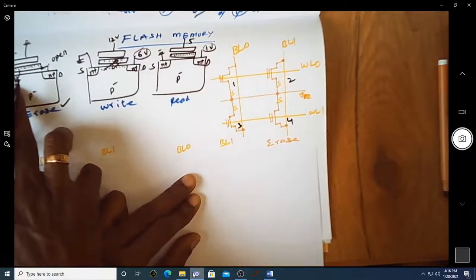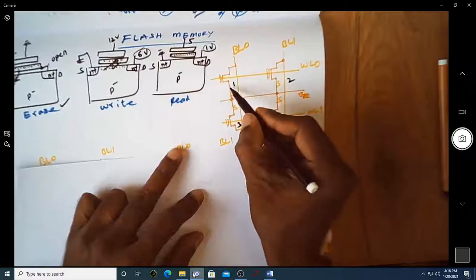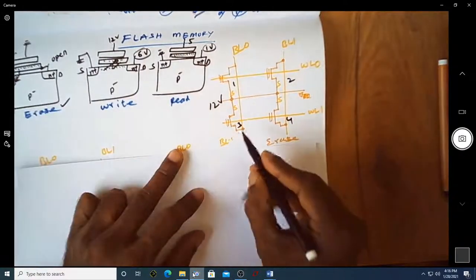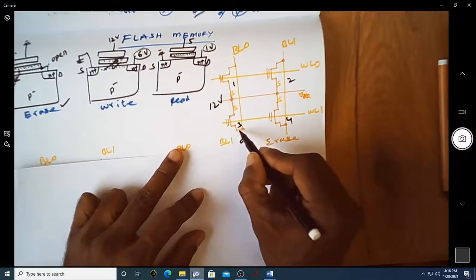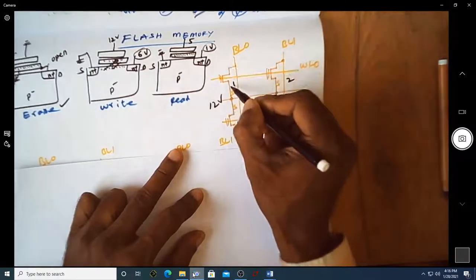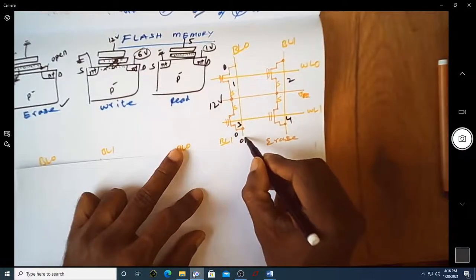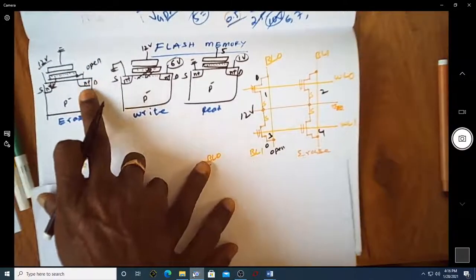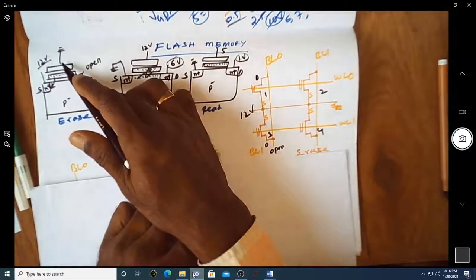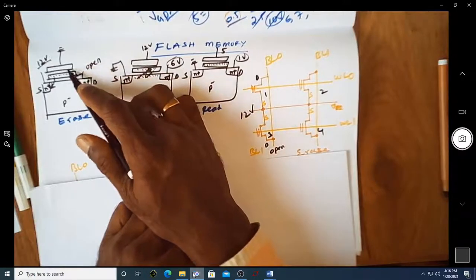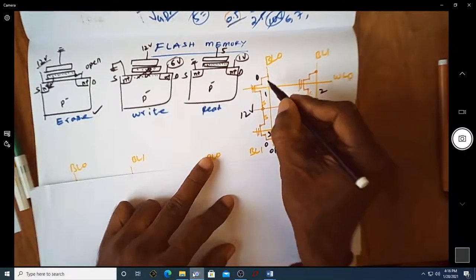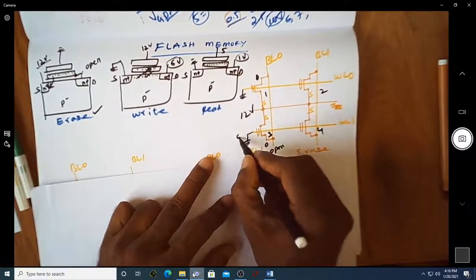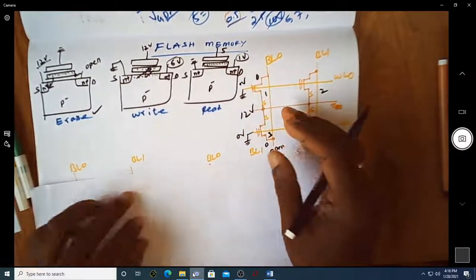Source should be connected to 12 volt. You can see this is source, you connect this to 12 volt. If this is source, then this is drain. You just open circuit this drain, and then you apply 0 volt to the gate. So if you ground this, which is the gate, if I apply 0 volt, what will happen?